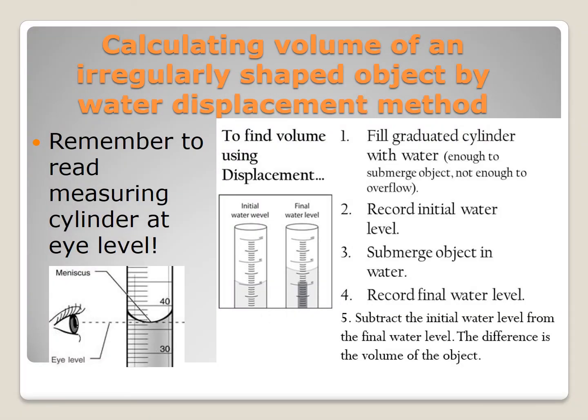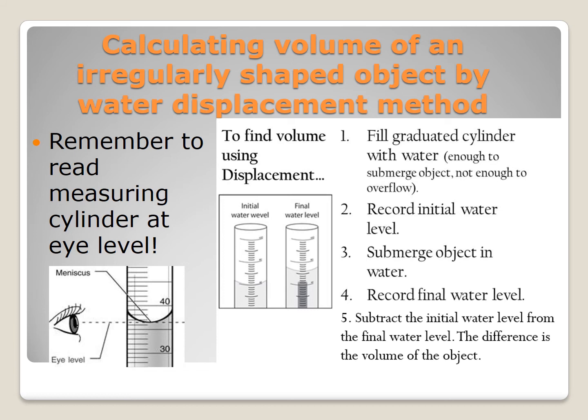Remember guys, to calculate the volume of an irregularly shaped object by water displacement, we would be using the measuring cylinder. Remember to read the measuring cylinder at eye level. You always have to place the measuring cylinder on a flat surface and lower yourself to read it at the bottom of the curve.